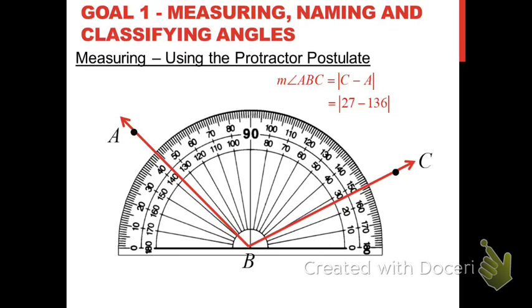Now when I typed these up, I used slightly different coordinates than I did when I wrote them down a moment ago. I'm using 27 instead of 26 for C, but it doesn't change anything. We're going to say that this angle measure, ABC, equals the absolute value of the difference between 27 and 136. And the difference between 27 and 136 happens to be negative 109, and the absolute value of that is a positive 109 degrees.